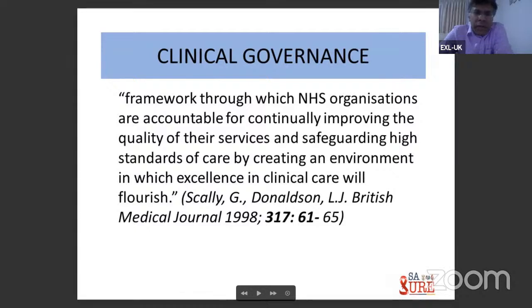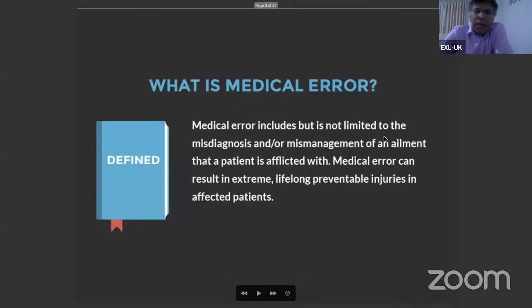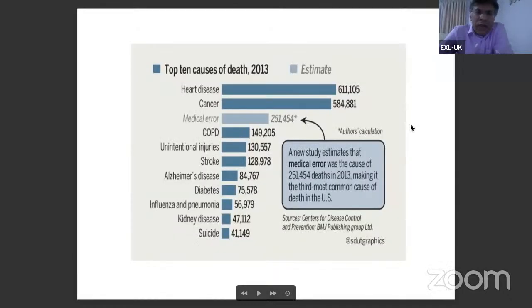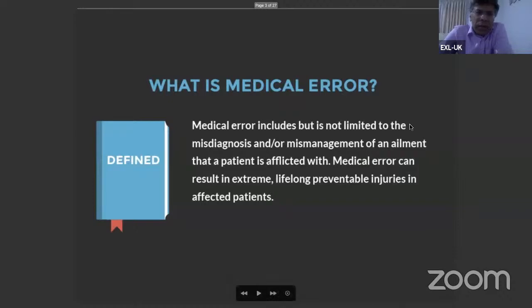Next slide, please. Now, if it doesn't happen, next slide, if it doesn't happen, we end up with a medical error. And sorry, the previous slide. What is a medical error? A medical error includes, but is not limited to, the misdiagnosis and mismanagement of an ailment that a patient is afflicted with. Then, as already mentioned, it can result in extreme lifelong preventable injuries in affected patients. The point about preventable injuries is very important for all of us. We don't want to misdiagnose. We don't want to mismanage. You get the diagnosis wrong, you get the management wrong. So it's very important.